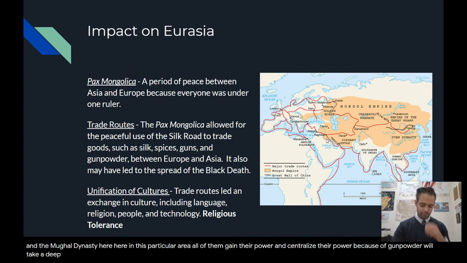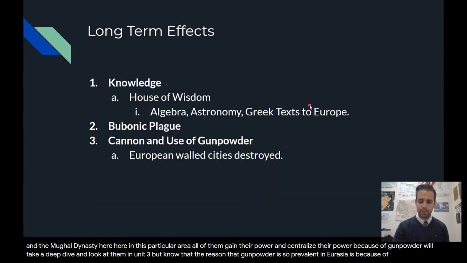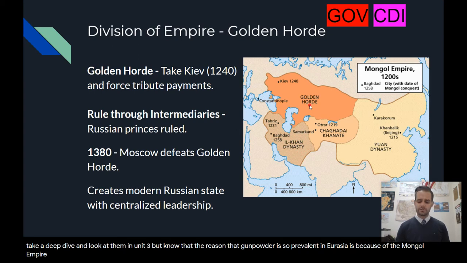And we'll take a deep dive and look at them in Unit 3. But know that the reason that gunpowder is so prevalent in Eurasia is because of the Mongol Empire. Now let's talk about the division of the empire.